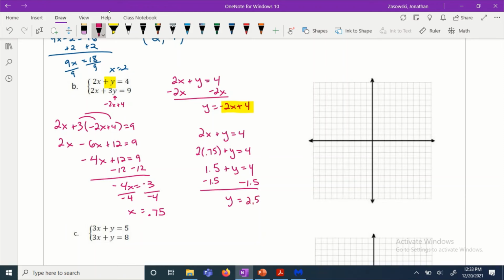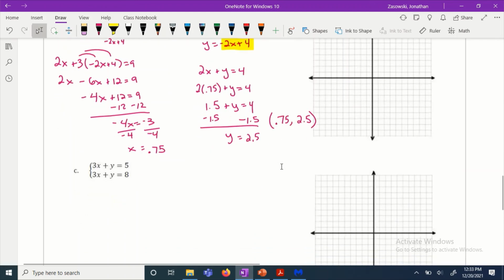Okay? And if we wanted to do it graphically, we could. So we could graph our first line here. You can go ahead and do that for yourself, and you can see where they cross. But remember, the last step here is to go ahead and write this as a point. So it's 0.75 or 3/4, comma 2.5, or 5/2. And that's it. We're done. Okay? All right, let's go to the next one.